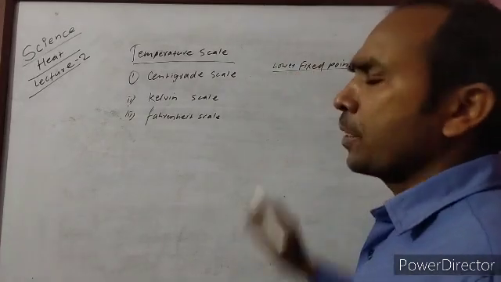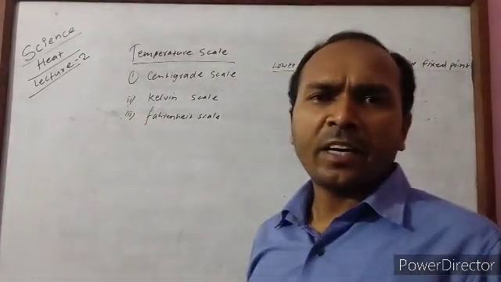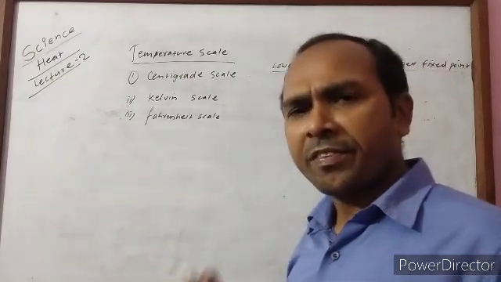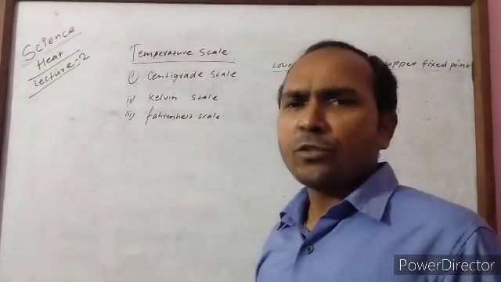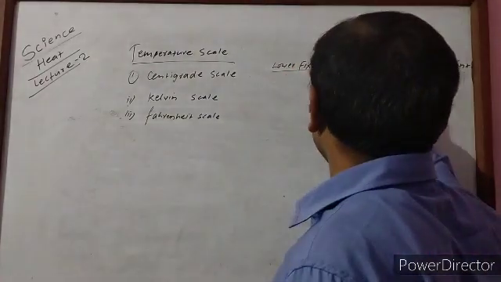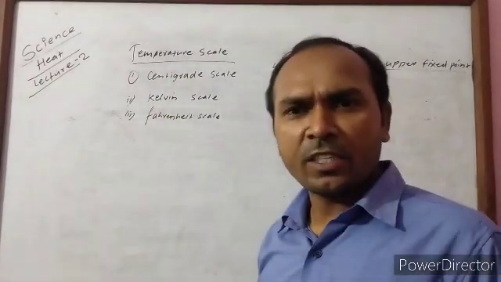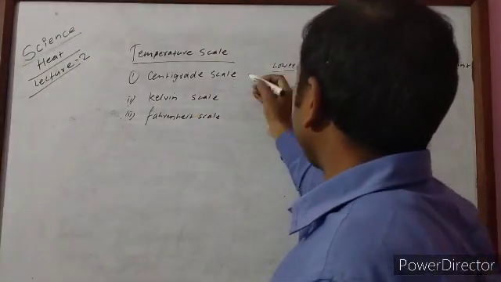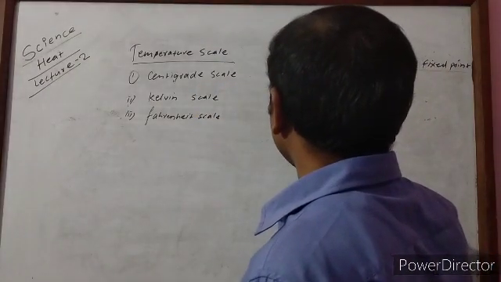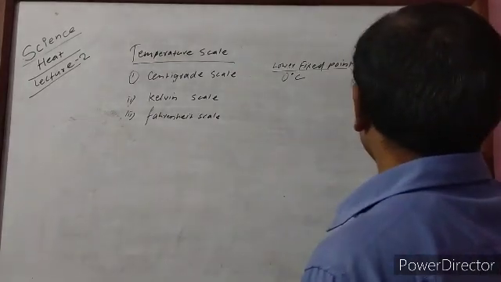We already know the lower fixed point means the temperature at which pure water freezes. The upper fixed point means the temperature at which pure water boils. In the centigrade scale, the lower fixed point is 0 degrees C and the upper fixed point is 100 degrees C.